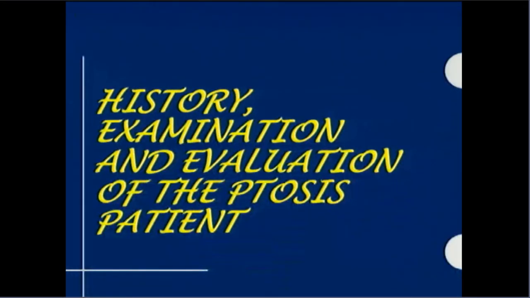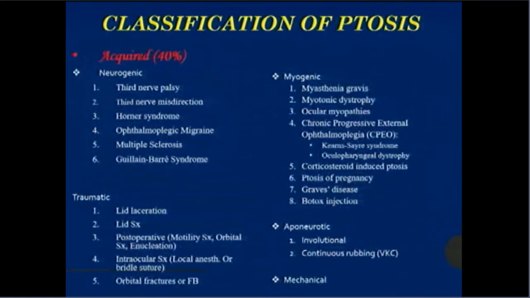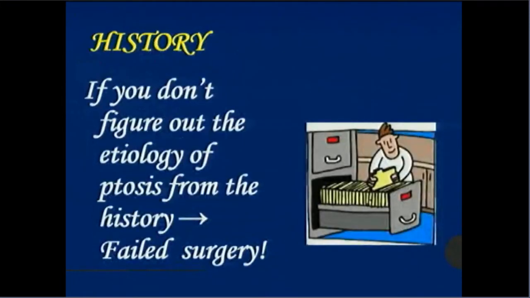Now we'll go for history taking, examination, and evaluation of the patient with ptosis. You will have a long list of causes of ptosis. By far the most common is congenital, which might be simple or associated with other anomalies. Acquired can be neurogenic, traumatic, myogenic, aponeurotic, mechanical. You will find this in any ophthalmic book. But what you have to clarify is that if you miss the etiology from the history taking, definitely you will not be able to diagnose the patient, because the etiology in ptosis in particular is based on the history taking. And of course, if you miss the etiology, definitely you will have a failed surgery.